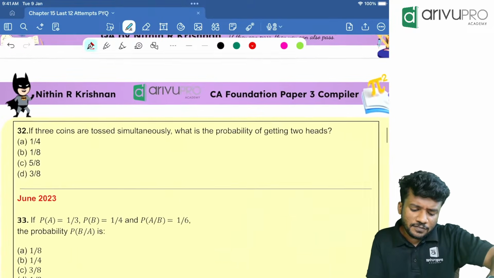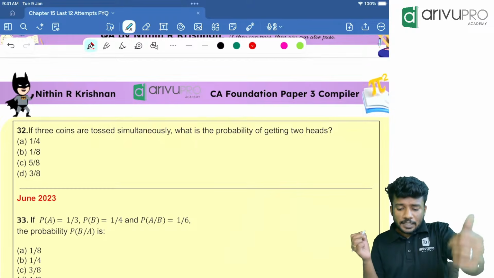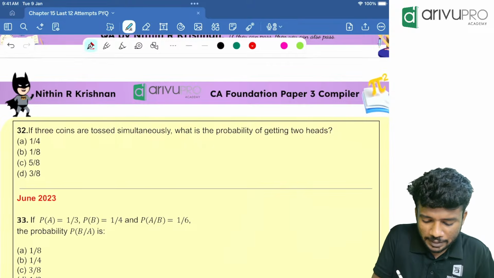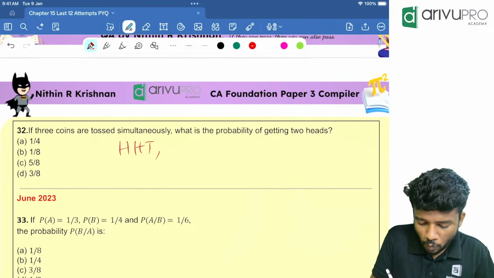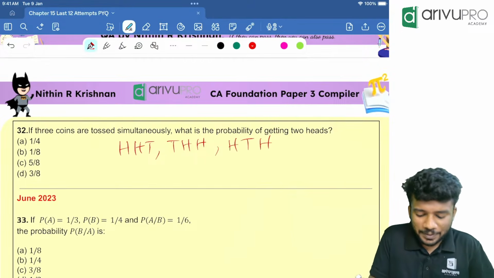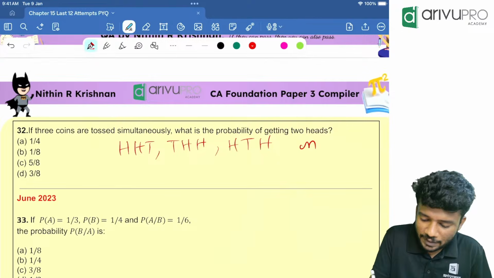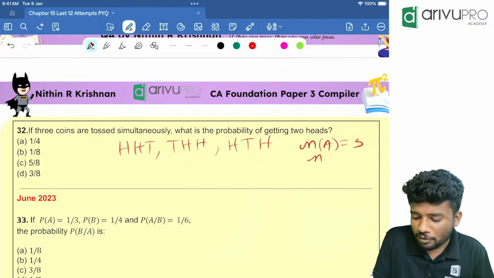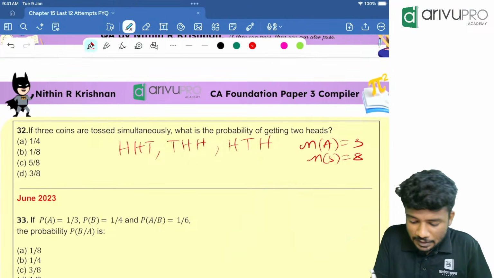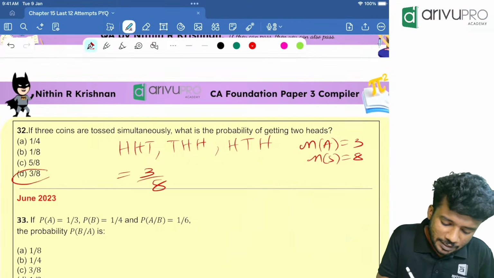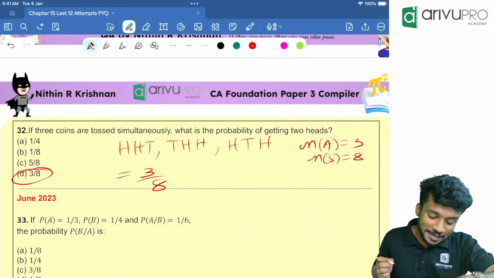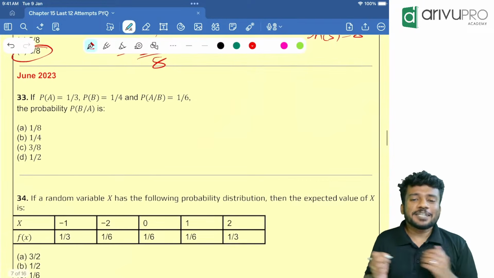Next one, if 3 coins are tossed simultaneously, what is the probability of getting 2 heads? 2 heads means exactly 2 heads: head, head, tail, or tail, head, head, or head, tail, head. That means n of A is equal to 3. n of S we know is 2 raised to 3, which is 8. So the answer is 3 by 8. Yes, 6th standard level question. Okay, 7th standard. CA level question. Fine. Next one, June 2023.